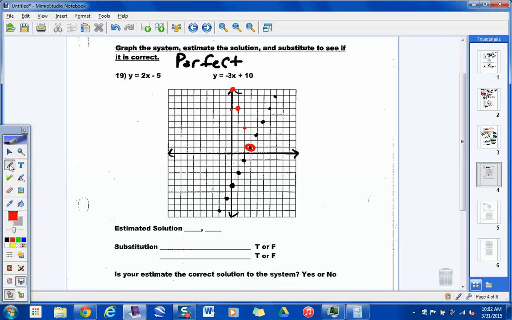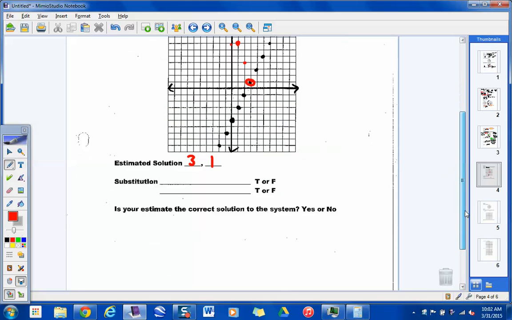What do we find? What's the coordinate? How far right? 3. Up 1. Why does it say estimated? I'll show you what this means. So the first thing is this. The estimated solution is (3, 1).